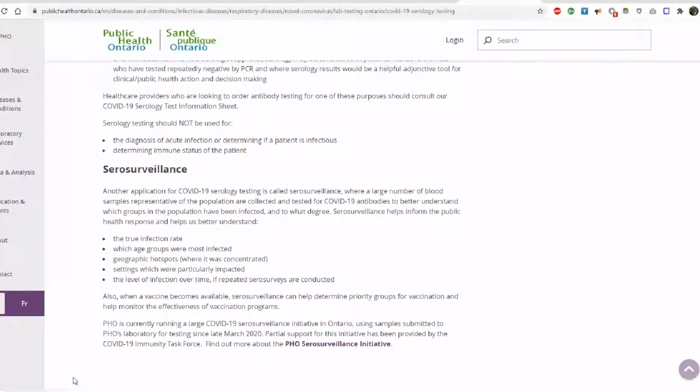of a vaccination program. Public Health Ontario is currently running a large COVID-19 serosurveillance initiative in Ontario using samples submitted to PHO laboratories for testing in late March. Partial support of this initiative has been provided by the Immunity Task Force. Find out more about the initiative.